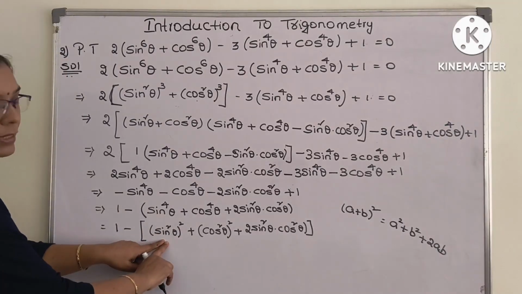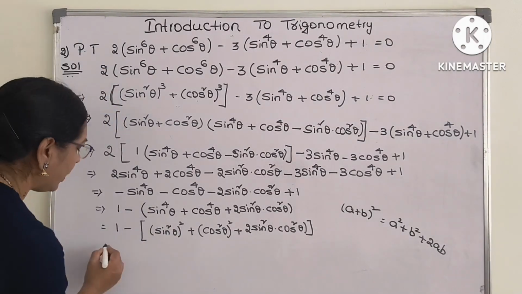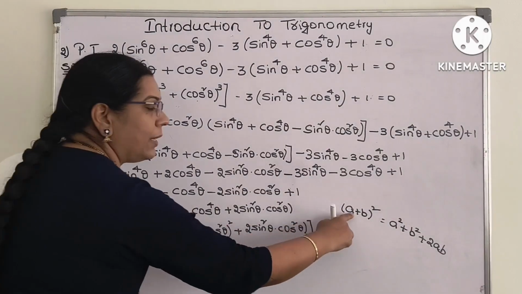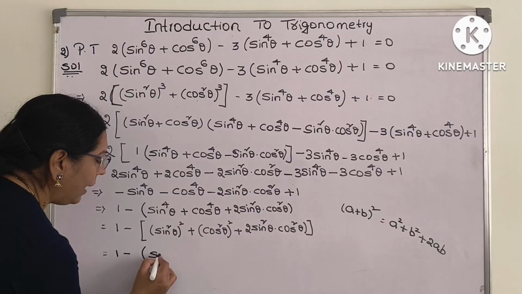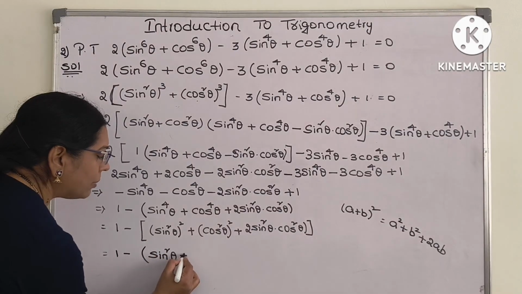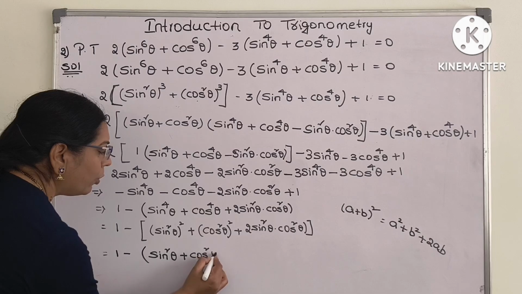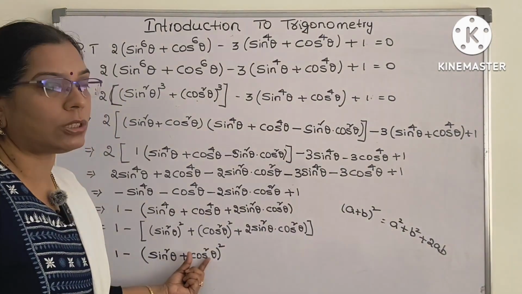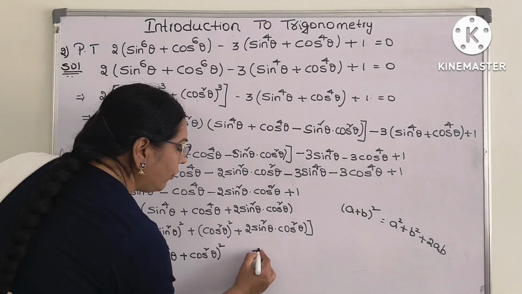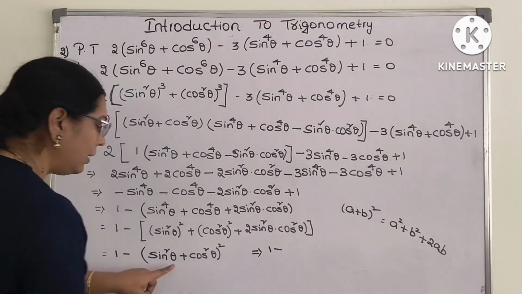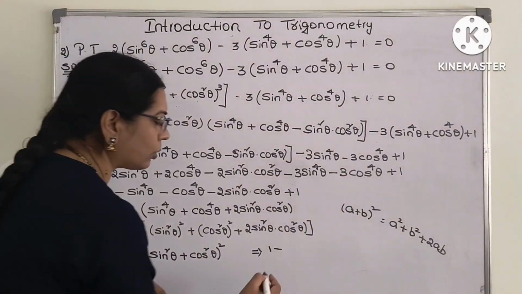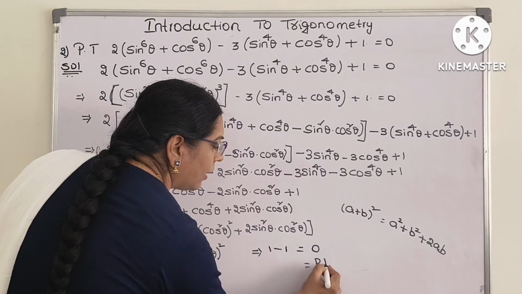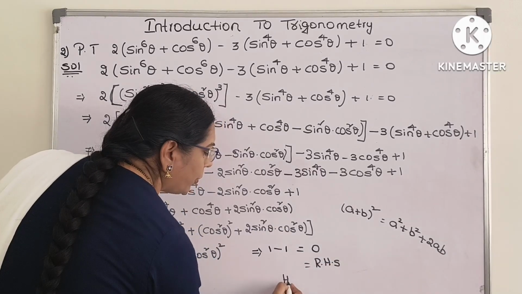What is my a here? Sin square theta. What is my b? Cos square theta. So this whole thing can be written as a plus b whole square, where a is sin square theta and b is cos square theta. So I have written this whole expansion as sin square plus cos square theta whole square. And what is it that we know? 1 minus, this is an identity, sin square theta plus cos square theta is 1. So 1 minus 1 is 0, which is my RHS. Hence proved.